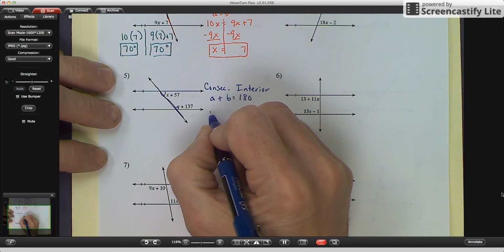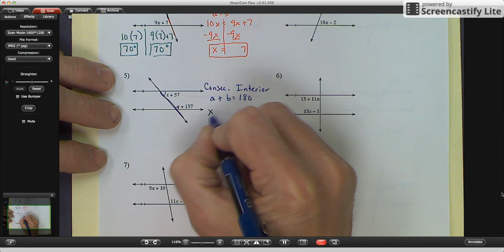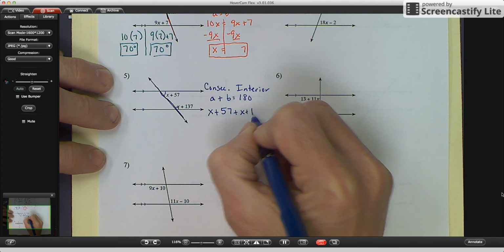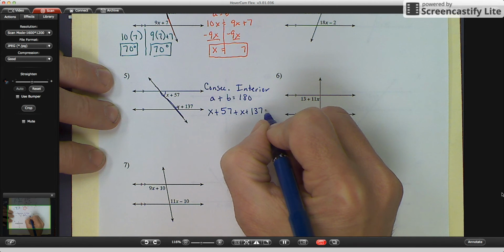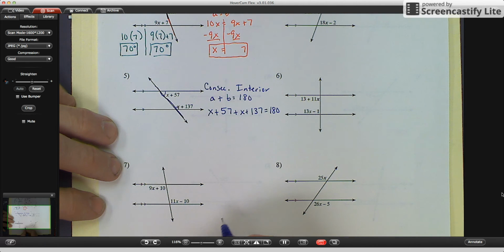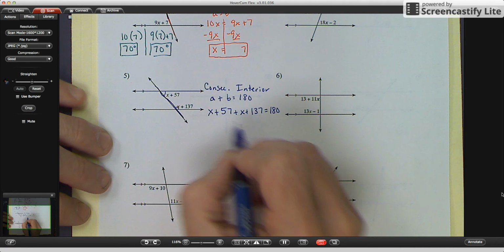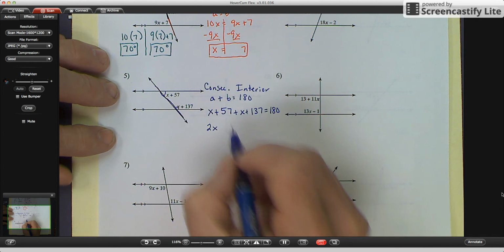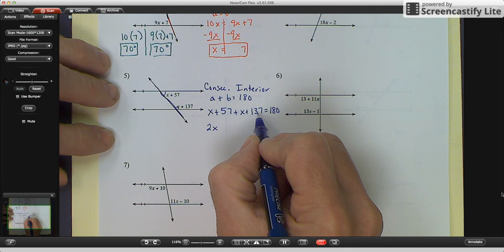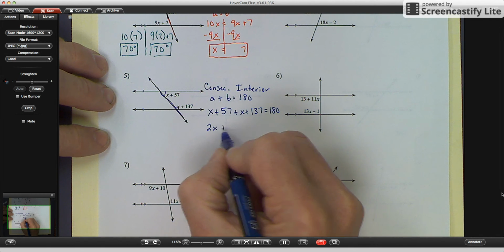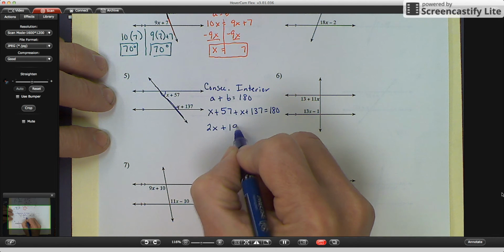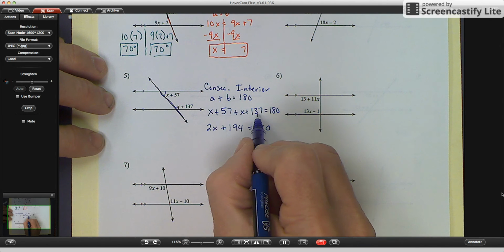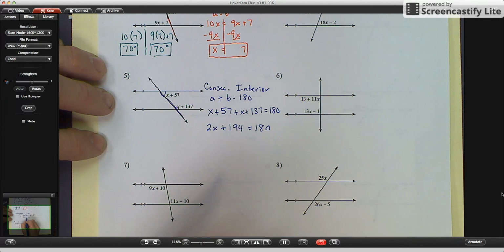So I'm going to take my angle measurements and I'm going to add them together. So x plus 57 is the first angle, and I'm going to add that to x plus 137, which is the second angle, and that's going to equal 180. Then I'm going to solve this. The way you solve this equation, you combine like terms. So x and x are like terms. When you add them together, you get 2x. 57 and 137, those are like terms. When you add those together, you get 194, and that equals 180. If you were to plug in a calculator 57 plus 137, it would equal 194.